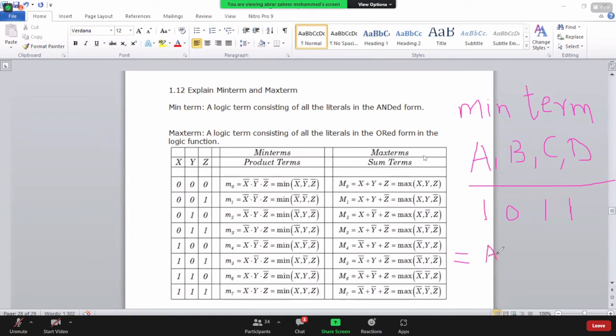A B dash C D. Yes, A dot B bar dot C dot D, correct. And what will be the max term? A bar plus B plus C bar plus D bar. A bar plus B plus C bar plus D bar is correct.